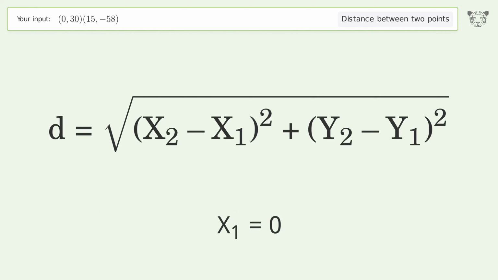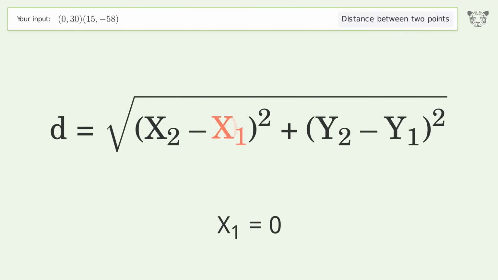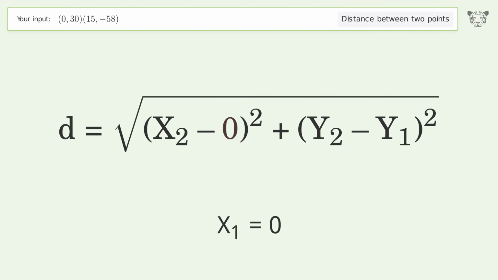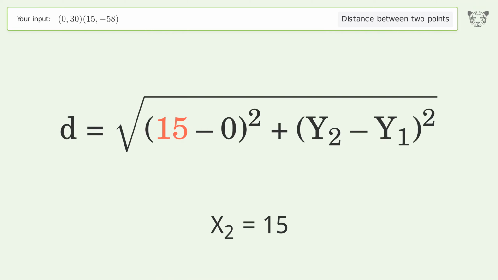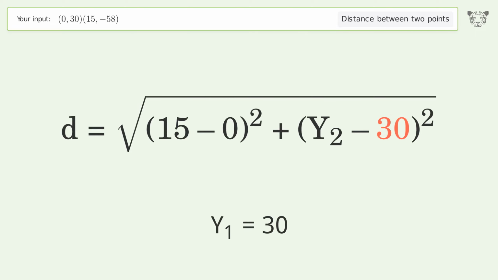x1 equals 0. x2 equals 15. y1 equals 30. y2 equals negative 58.